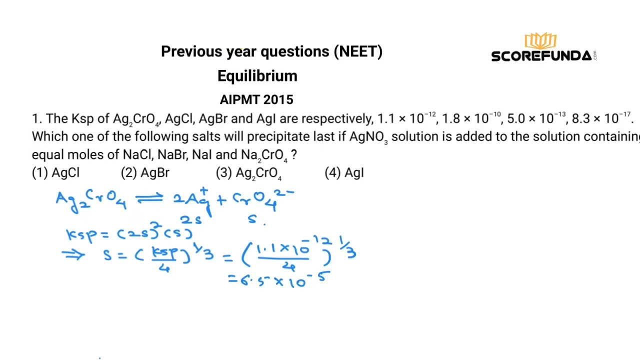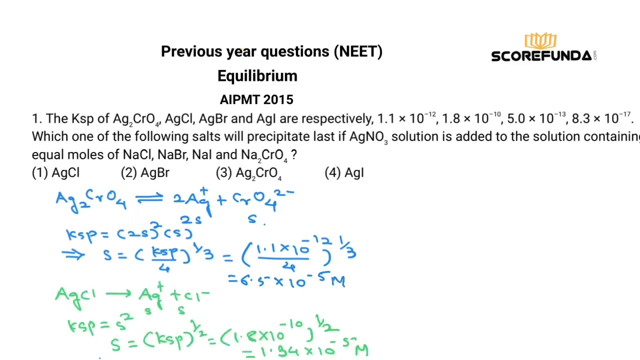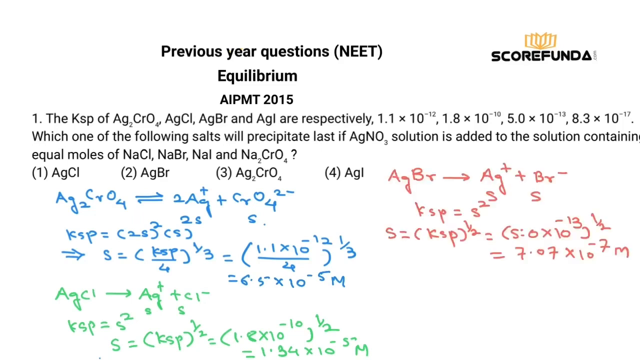Similarly, what do we calculate for AgCl? Since AgCl will give Ag plus and Cl minus, Ksp will be equal to s into s, that is s square, or s will be equal to the square root of Ksp, so its value will be 1.34 into 10 to the power minus 5 molar. Now we calculate for AgBr. AgBr gives Ag plus and Br minus, so Ksp will be equal to s square, s will be equal to Ksp to the power 1 by 2, that will be equal to 7.07 into 10 to the power minus 7 molar.